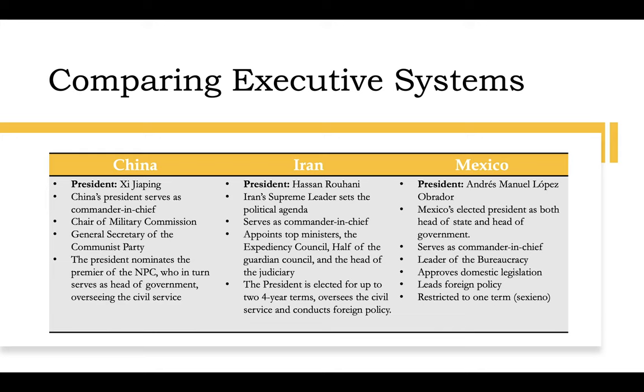Okay? So, underneath China, what should you probably add? No term limits, because Xi Jinping just extended it till the end of his life. Is that how a president works, by the way? No. No. So under China, I would write no term limits. Iran has term limits. You can do two four-year terms of president. Very exactly the same as the U.S.